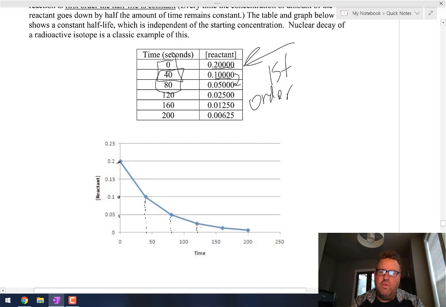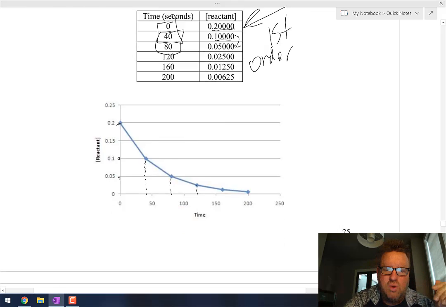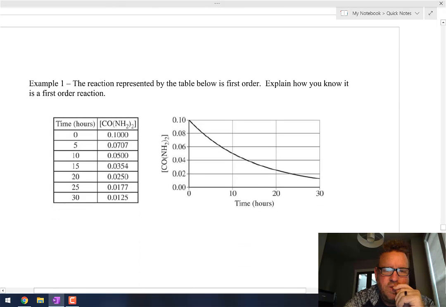A real easy way to identify whether that reactant is first order or not. If the half-life stays the same, then absolutely it is first order. Okay, let's just look at some examples of this. That's the easiest way to see this.